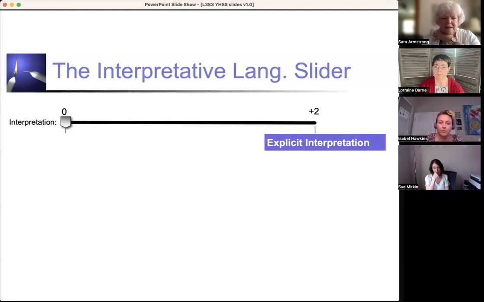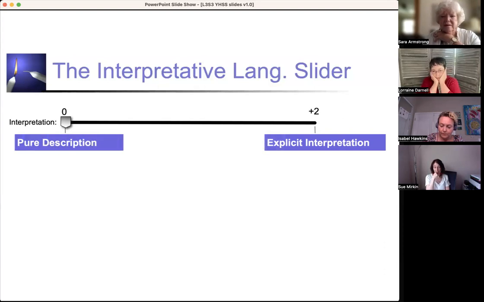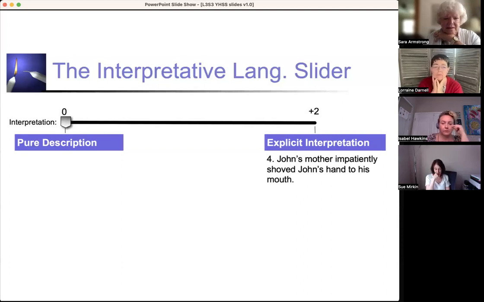So explicit interpretation is this thing where, as we said, the action is being explicitly interpreted. In pure description, there's no implicit or explicit interpretation. John's mother impatiently shoved John's hand to his mouth. We get exactly what's going on there. John's mother quickly, it's just description.